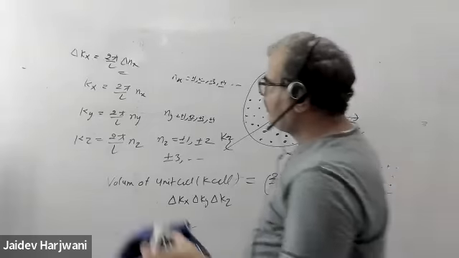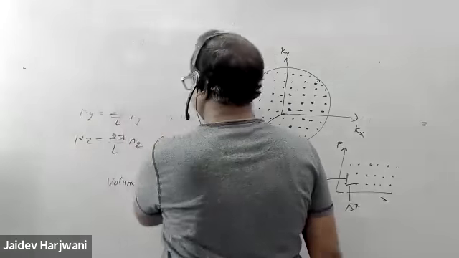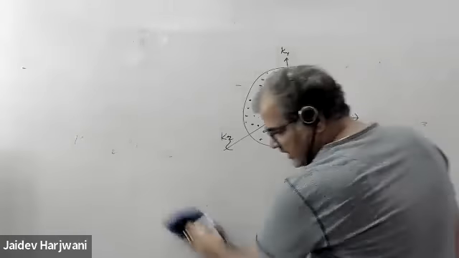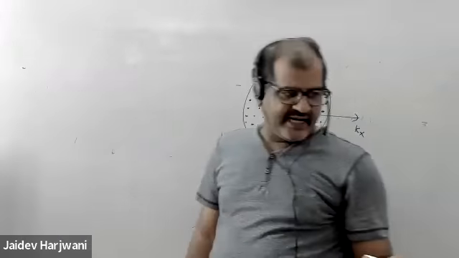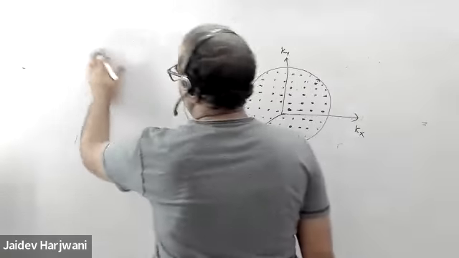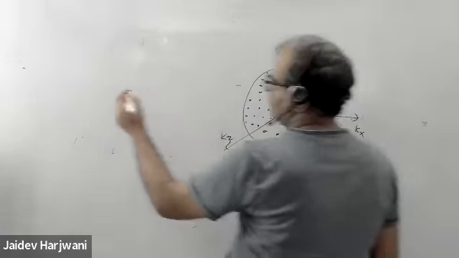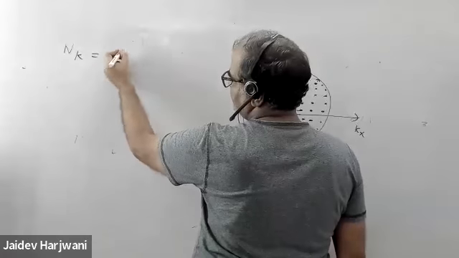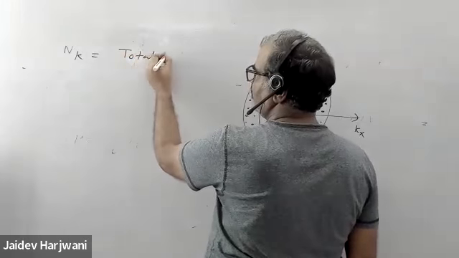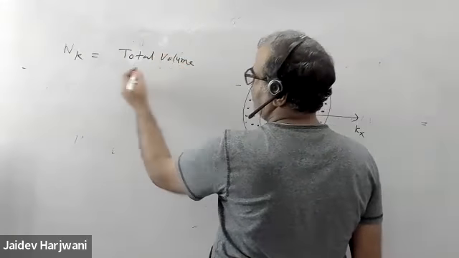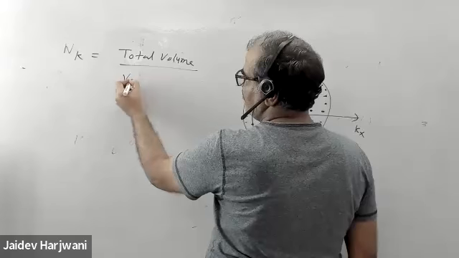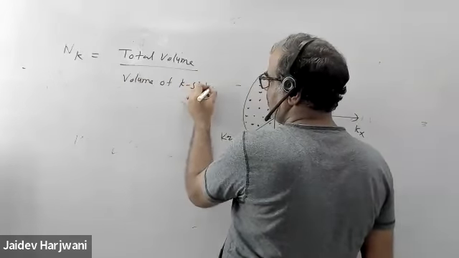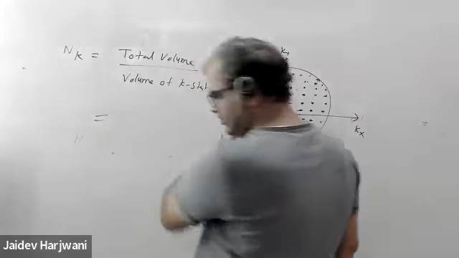Now I have to calculate the number of states, number of k states. I know the volume of a k state. I know the total volume. So I want the number of k states. So the number of k states will be total volume upon volume of k state. Now what is the total volume?